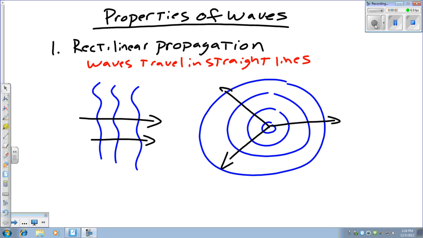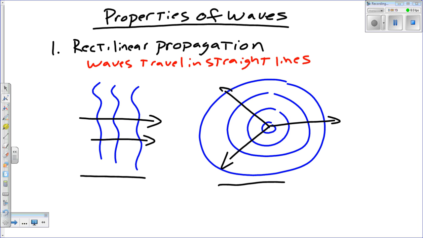Okay, wave properties. There are 5 properties that you may remember from physics last year, but we're going to go over them again. First one, rectilinear propagation, which isn't as painful as it sounds. Waves travel in straight lines. So whether you're talking about linear waves or circular waves, all waves travel in straight lines.